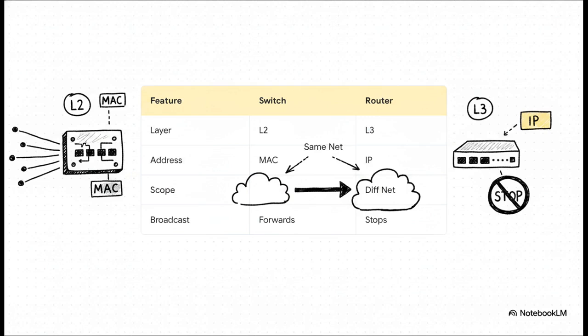Now, a massive, massive differentiator here is how they handle broadcasts. When a broadcast message hits a switch, the switch just forwards it out over all its ports. But a router stops broadcasts dead in their tracks. It simply will not forward them. And that feature is vital for breaking up huge, noisy networks into smaller, much more manageable broadcast domains.